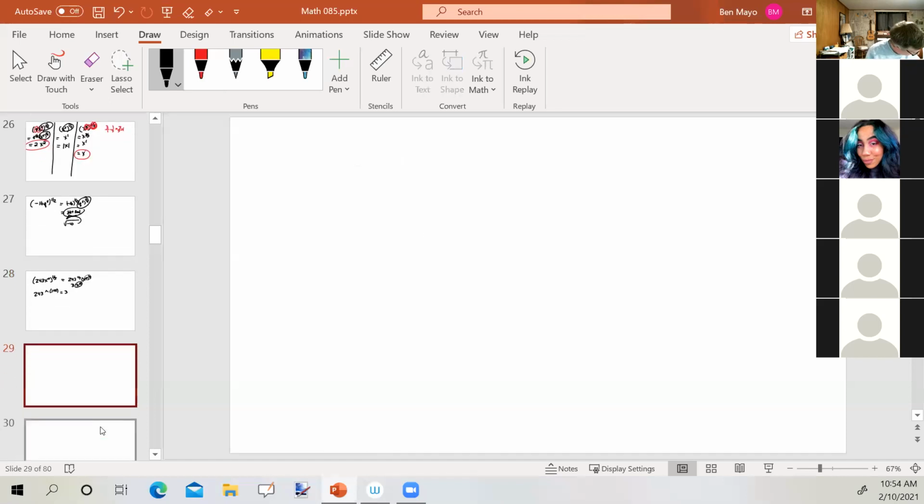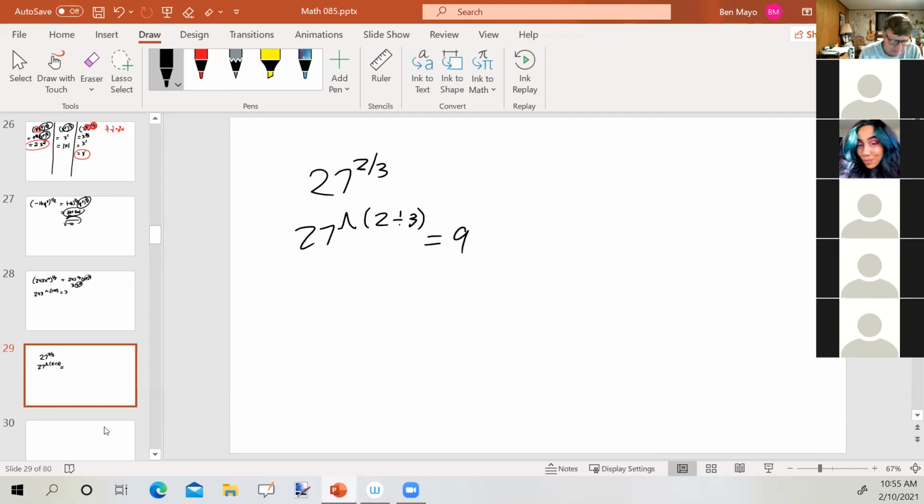How about this one? It says evaluate each expression. 27 to the 2/3 power. Now, first I'm going to do it on a calculator. 27 power key 2 divided by 3, close up. Let's see what I get here. I get 27 raised to the 2 divided by 3 power, and I get 9.